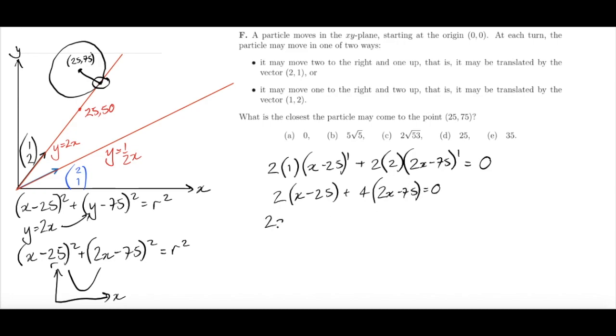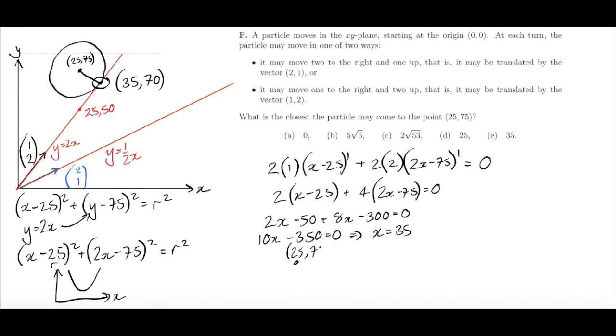Expand the brackets now: 2x minus 50 plus 8x minus 4 times 75. 2 75s are 150, times 2 again is 300. Just tidy this up a bit now: 10x minus 350 equals 0, which means that solving for x, x equals 35. So there's our x value at this point here. Now to find the y value, it just lies along this line, y equals 2x, so y equals 70.